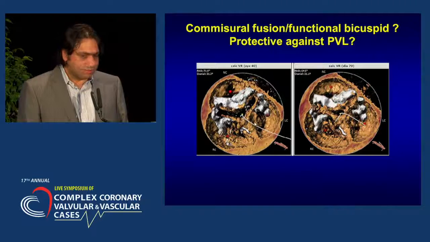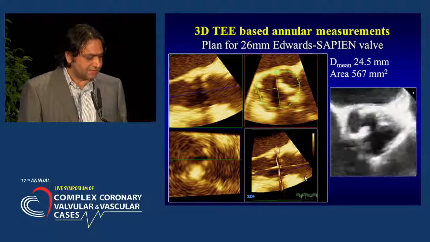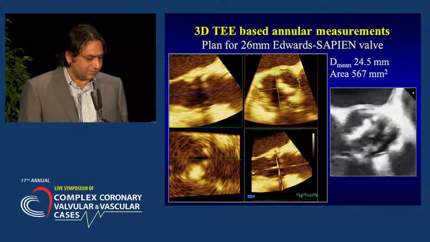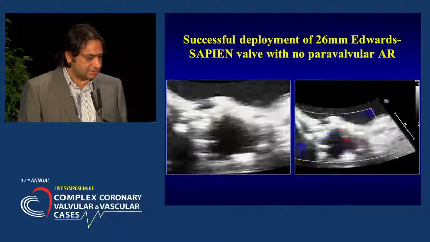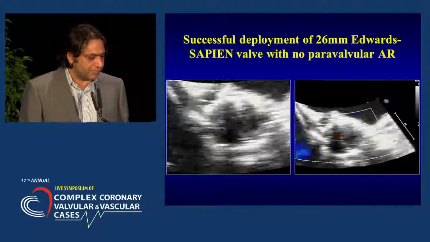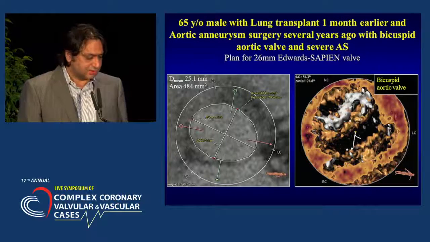And you can also try to understand this when you're dealing with functional bicuspid or bicuspid valves. So in fact, that can end up being somewhat protective against paravalvular AI when you have fused commissures. So here is one example where we actually go ahead and deploy. It's a bicuspid valve, and once again, this is a 26 millimeter Sapien valve with no paravalvular aortic regurgitation. So bicuspid valves can be done successfully with balloon expandable and also self-expanding technology.